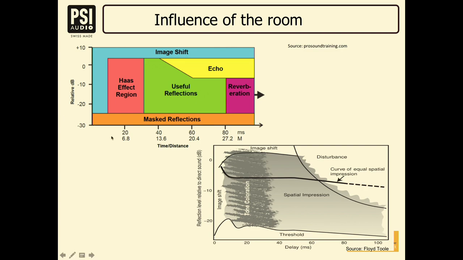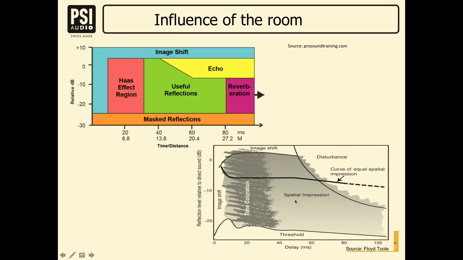Then you have the useful reflections and the reverb. So I like to show this picture, but I also like to show the one on the bottom right here that shows that it's much more fuzzy than the way it's drawn up at the top. But what we have to understand is that in the first tenth of a second, a lot of things happen in our brain and the way we analyze this direct sound with all of the first reflections.